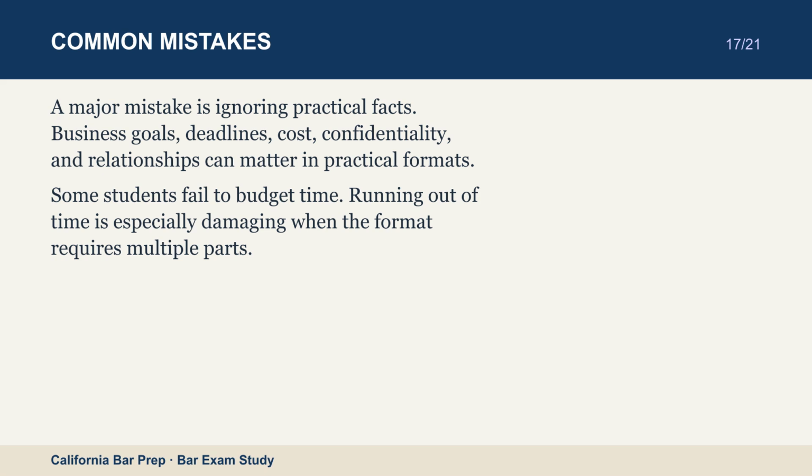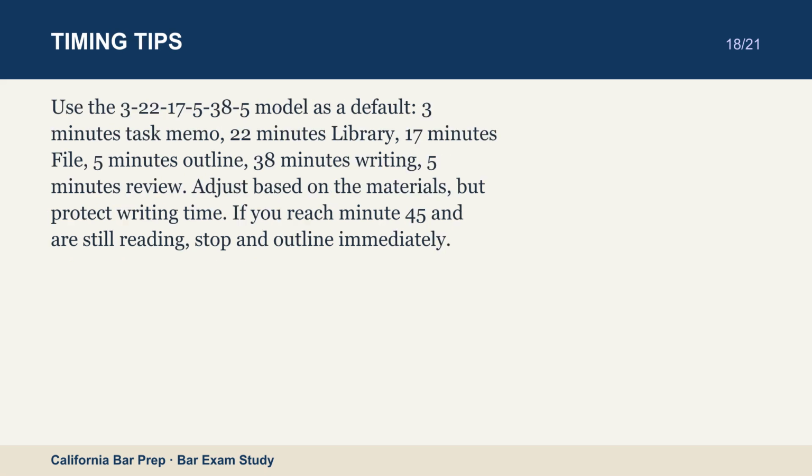Use the 3-22-17-5-38-5 model as a default. 3 minutes task memo, 22 minutes library, 17 minutes file, 5 minutes outline, 38 minutes writing, 5 minutes review. Adjust based on materials, but protect writing time. If you reach minute 45 and are still reading, stop and outline immediately.